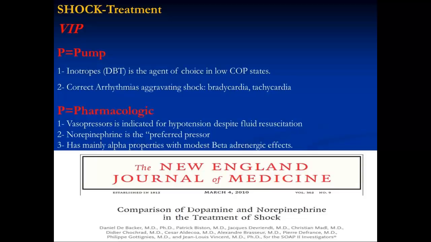The norepi, if you remember, is mainly alpha, but it has some beta characteristics. So it's like maybe 3 plus alpha, 1 plus beta. At high dose of norepi, you can have arrhythmia. So that's something that you just keep in mind. But still, it's the number one preferred agent for pressors.